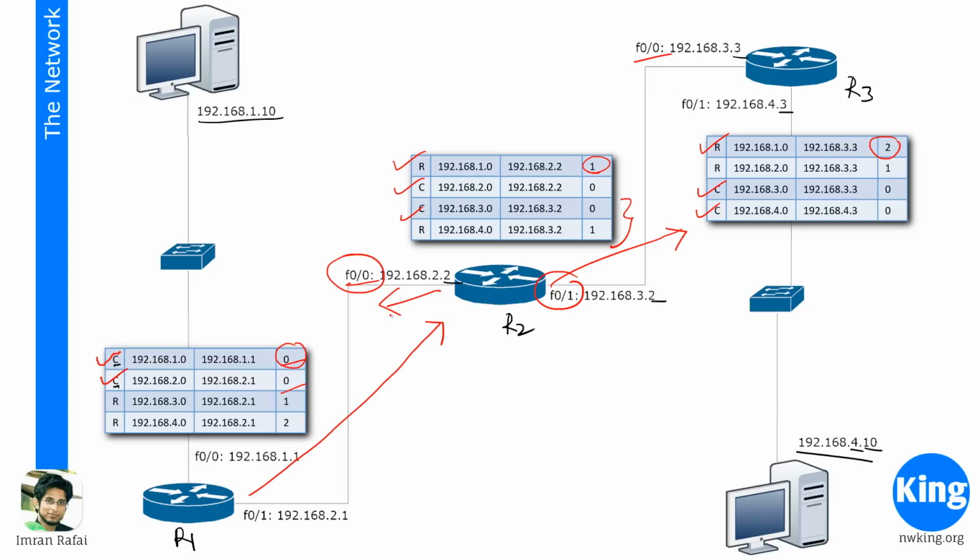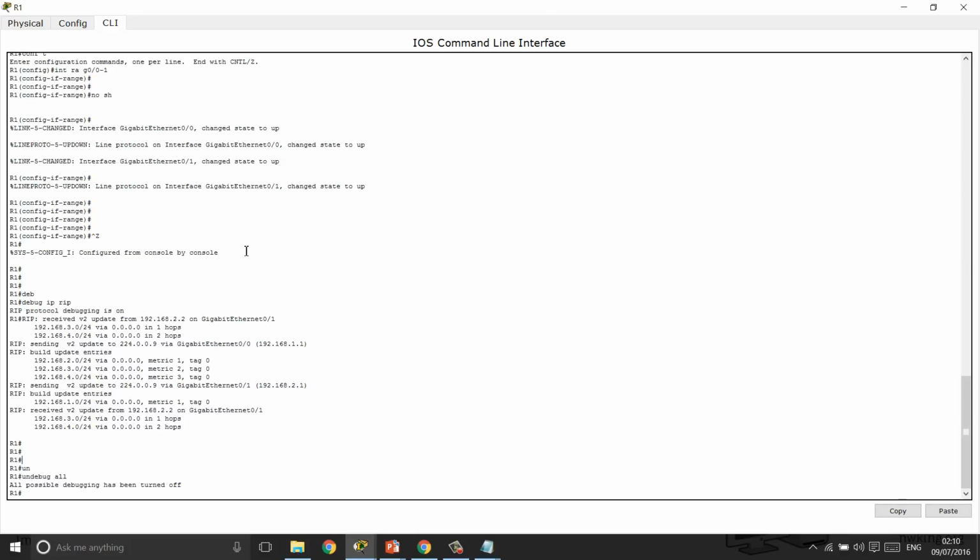Now, if you go back to Packet Tracer, you will see that router 1 is receiving an update from 2.2. What are the networks it is sending? It is sending 3.0 and 4.0. It did not send 1.0 because this is router 2, it's receiving from router 2, right, 2.2, because the 1.0 and 2.0 networks were learned from this very interface. So it's only sending updates about 3.0 and 4.0.